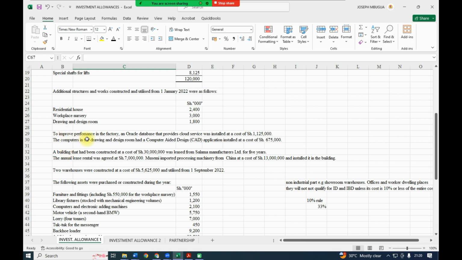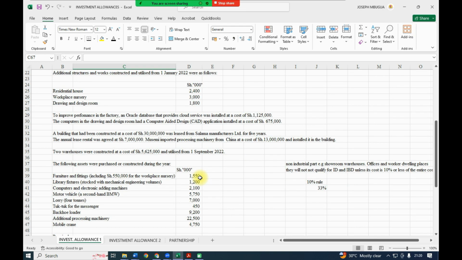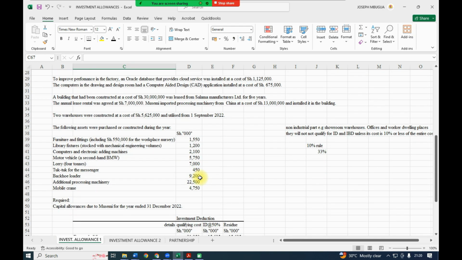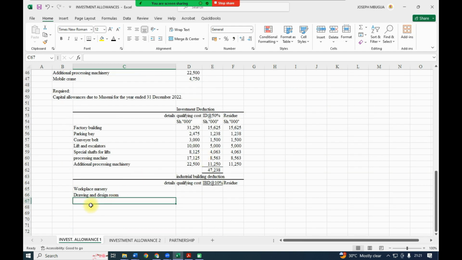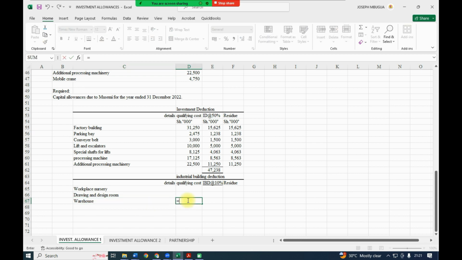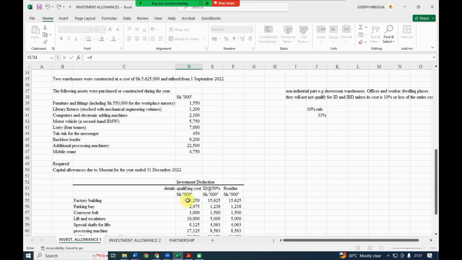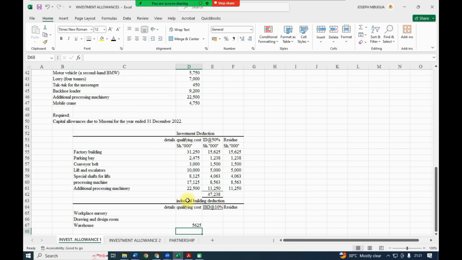Then to improve performance, that one will go to wear and tear. All those are for wear and tear. So processing, already we have included that. Okay, then 2 warehouses were constructed at a cost of 56.25 and utilized from September 2022. So here we have the warehouse, and for this warehouse, the qualifying cost was 56.25, because we are dealing with shillings in thousand.